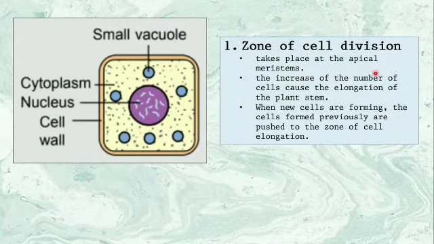Zone of cell division takes place at the apical meristems. The increase in the number of cells causes the elongation of the plant stem. When cells are forming, the cells formed previously are pushed to the zone of cell elongation.